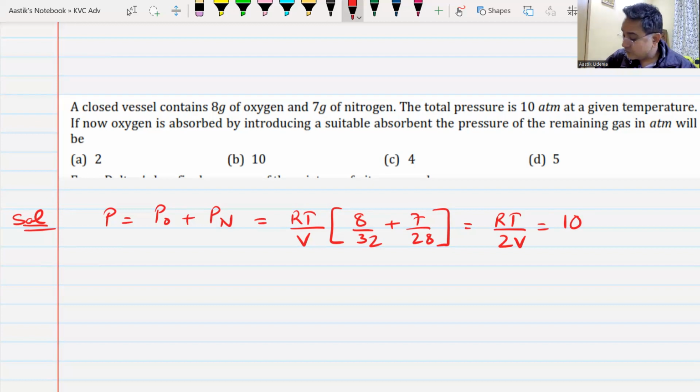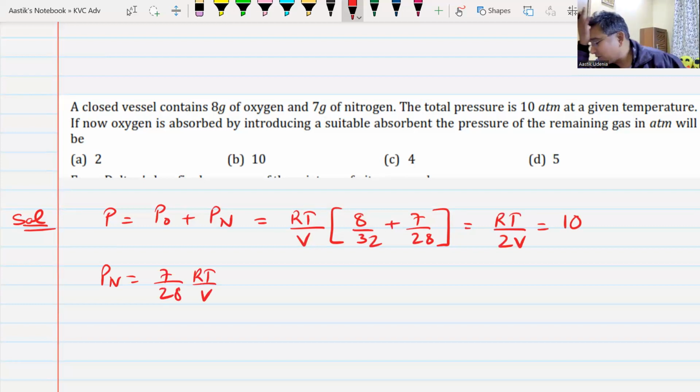Now when oxygen is removed, pressure is only for nitrogen, and nitrogen pressure is 7 by 28 into RT by V. Actually, the number of moles were the same, so both had equal pressure. Pressure of oxygen and nitrogen were the same. So the pressure of nitrogen that is remaining in the container will be 5 atmosphere. Do we understand this? Yes or no?